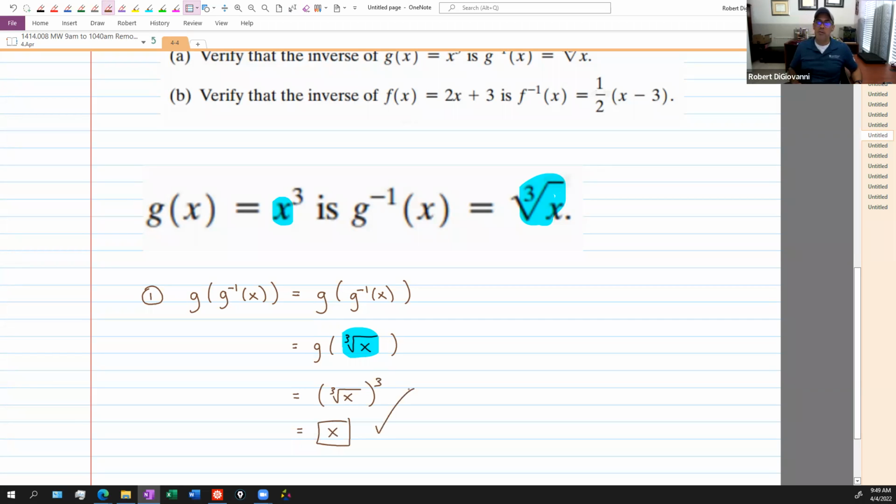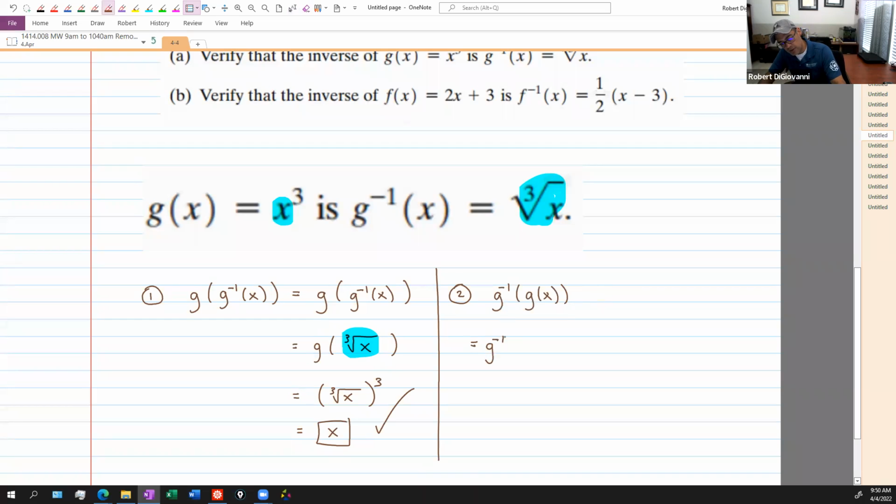Check. I've shown the first thing. I showed that when you plug x into the inverse and then plug that into g, you indeed get x. It has to be x at the end for these to be inverses. Halfway there. Now I need to show it works the other way around. If I do the inverse and plug g of x into it, what is that equal to?